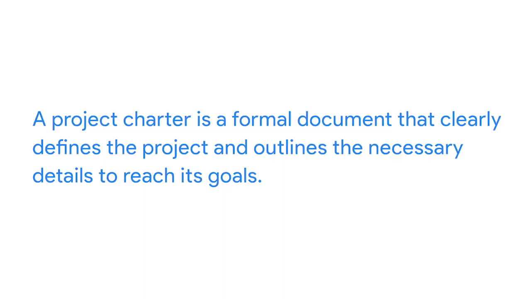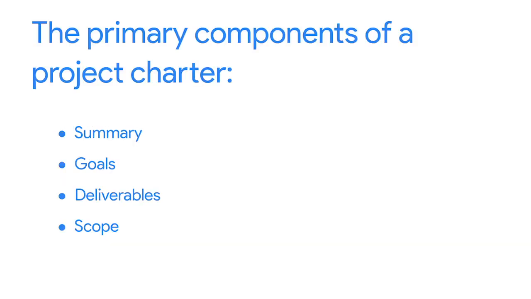Let's recap what we just covered. A project charter is a formal document that clearly defines the project and outlines the necessary details to reach the project's goals. The primary components of a project charter are the summary, goals, deliverables, and scope. A charter can include other sections as well, such as budget and cost, and success metrics. I'll discuss those sections in another video.